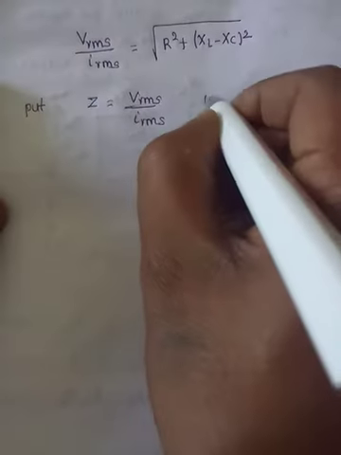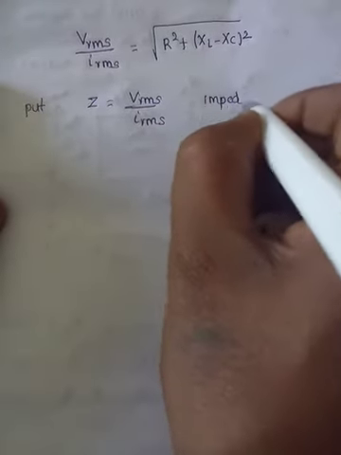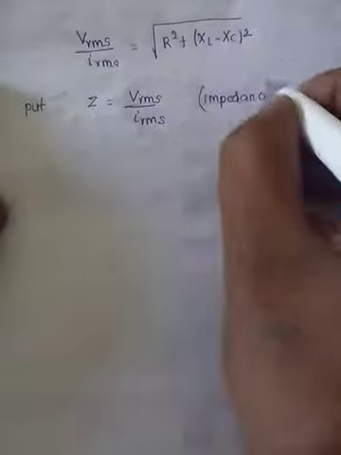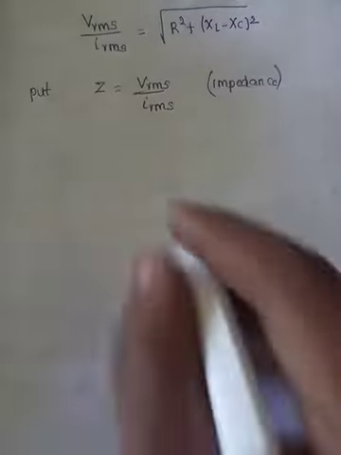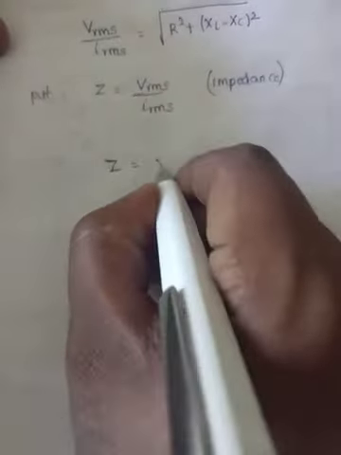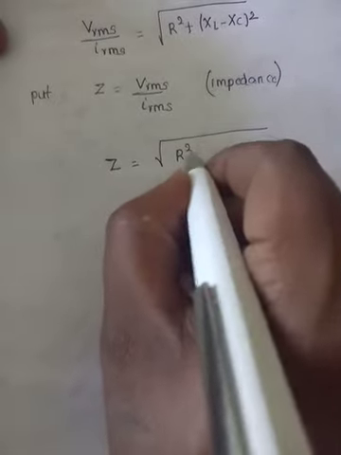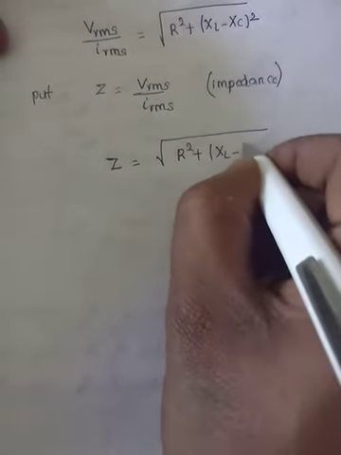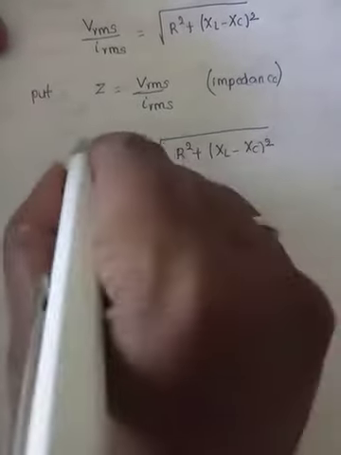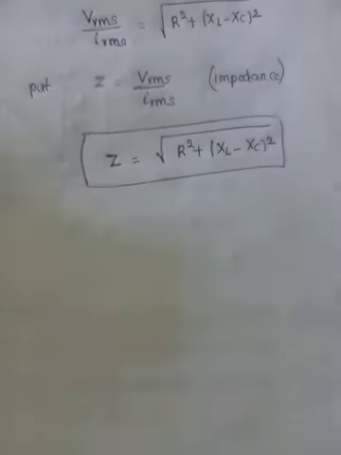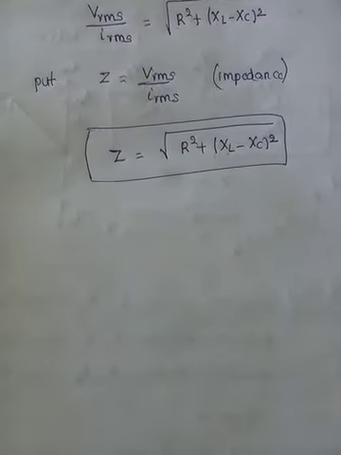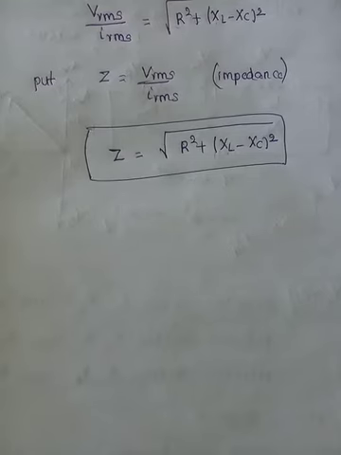What is this? Impedance. Z is called impedance. So then we get Z equal to root of R square plus (XL minus XC) whole square. This is called the impedance of the circuit, meaning the total resistance offered by all the circuit elements present in the circuit is called impedance. Clear?